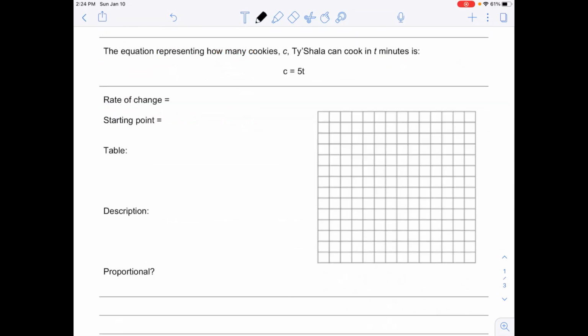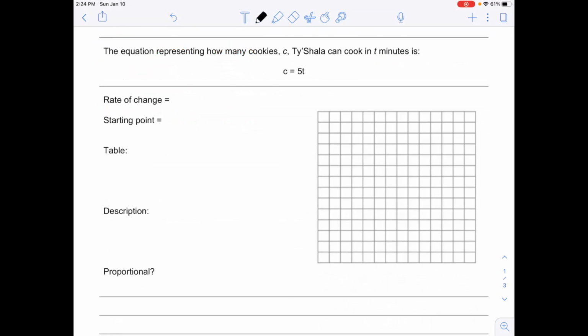So today we're doing what we've been doing, which is looking at tables, graphs, equations, descriptions, all of these things. And we are starting today with the equation. So the equation representing how many cookies C Tashayla can cook in T minutes is C equals 5T.